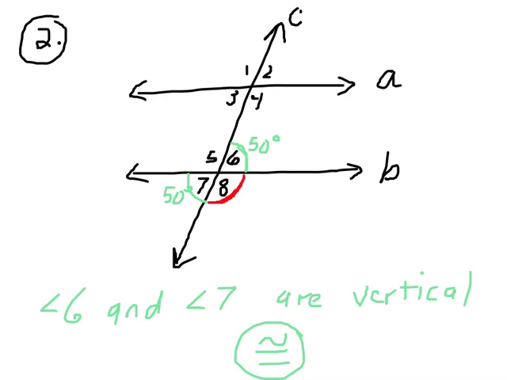So what is the measure of angle 8? Angle 8 equals, well, you know that 7 and 8 are supplementary because they're on one side of this line. So 7 and 8 make 180 degrees. Therefore, 8 must be 130. 130 plus 50 is 180, and supplementary angles always add up to be 180. If angle 8 is 130, that means angle 5 is also 130 because 8 and 5 are vertical angles.